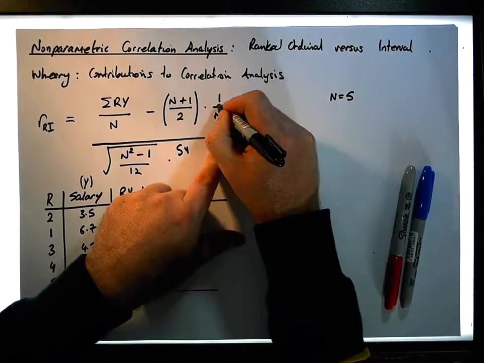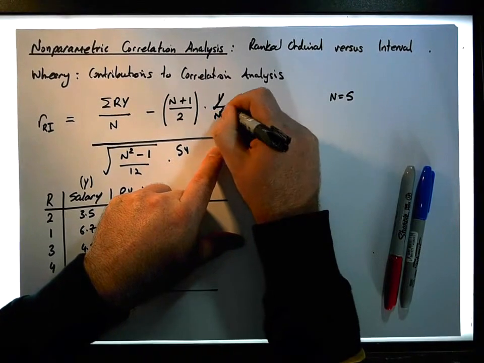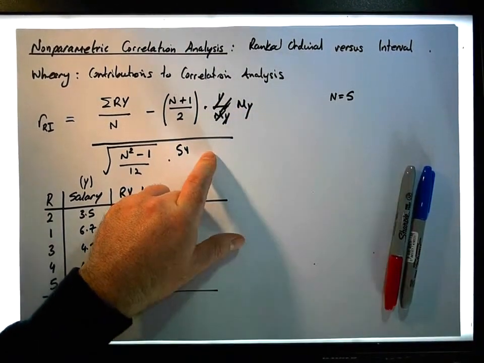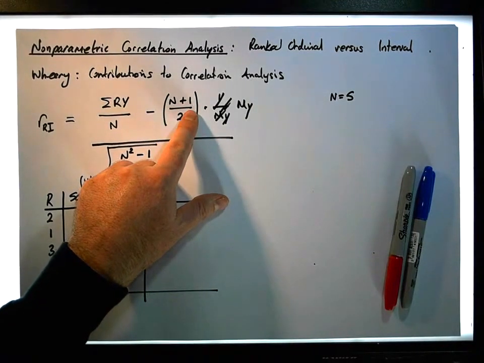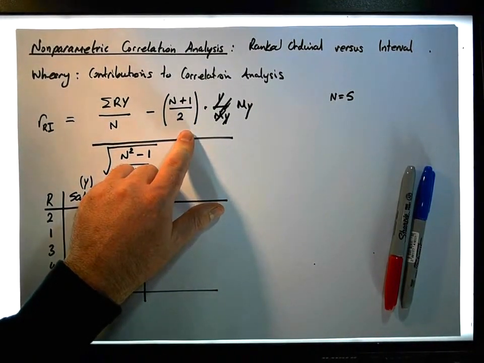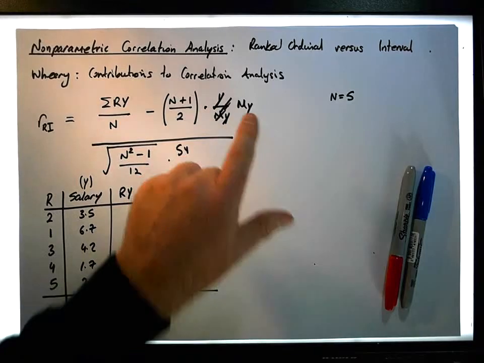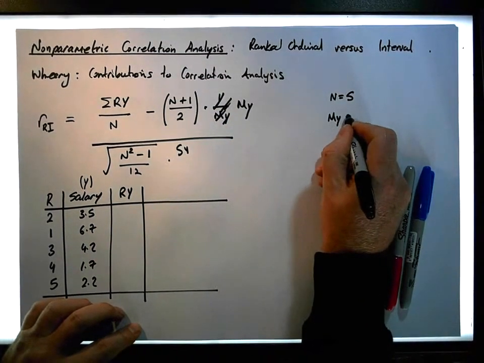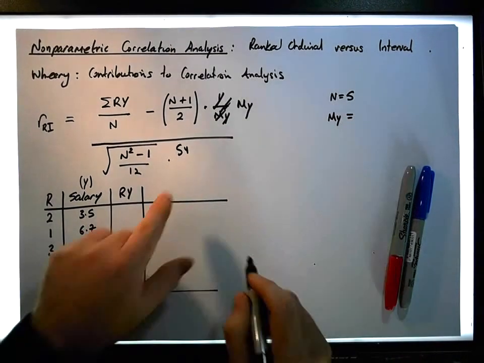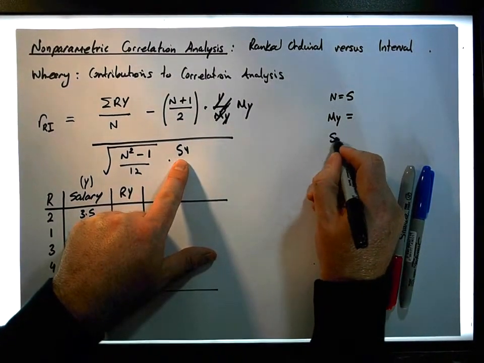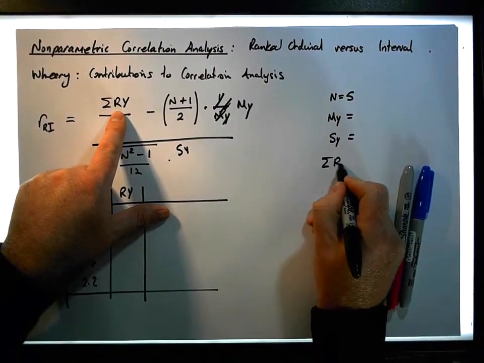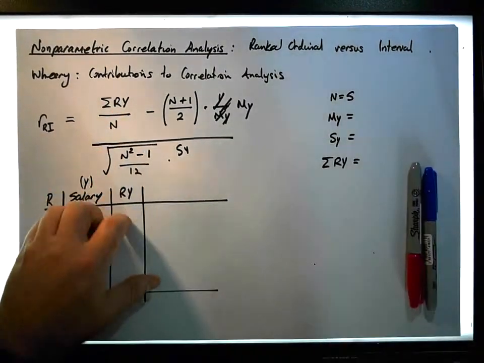Actually, I had that as 1 over that. That shouldn't be 1 over that. That should be just times the mean of the y variable. So it's n plus 1 over 2 multiplied by the mean of the y variable. So we have to calculate the mean of the y variable. We also have to calculate the standard deviation of the y variable, of the interval variable, and we need this sum of Ry of the ranks. Okay. So we know n.